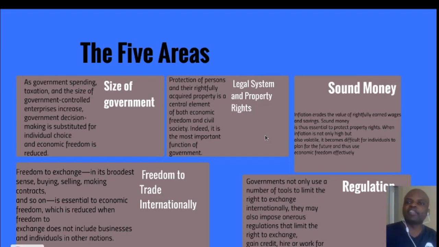Sound money, obviously. No matter what value you produce, if you cannot capture that value and store it in money that maintains its value, then there's no point in producing anything really. So sound money is incredibly important, and it's one of the biggest violations of economic freedom in the world today.